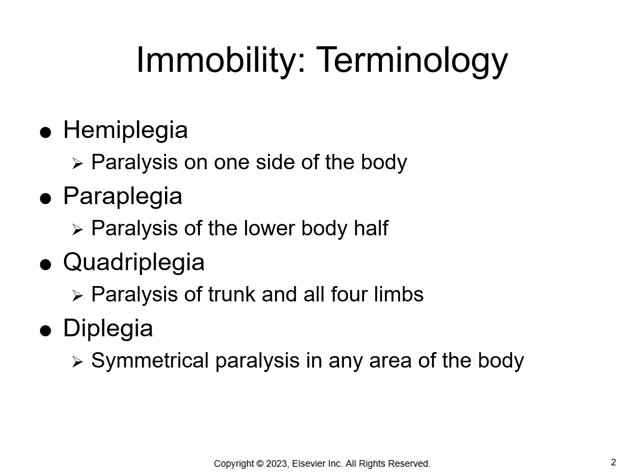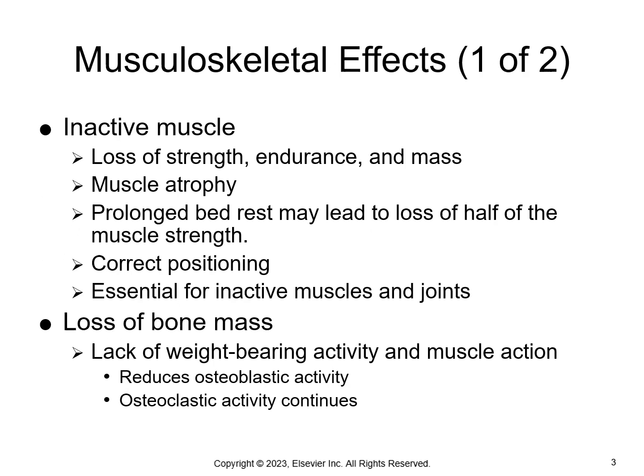Hemiplegia is paralysis on one side of the body, so like right or left. Again, that's usually associated with a stroke. Paraplegia is paralysis of the lower half of the body, and quadriplegia is paralysis of the trunk and all four limbs. Quadriplegia and paraplegia are usually associated with a spinal cord injury of some sort. And diplegia, which I don't know if we've talked about yet, is symmetrical paralysis in any area of the body, like both legs or both arms. That one is much less common.